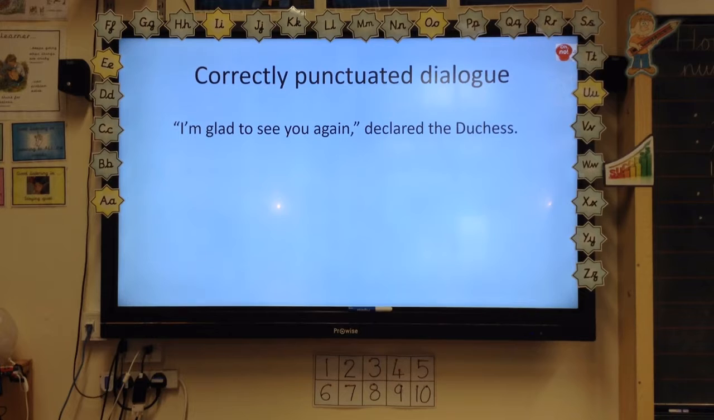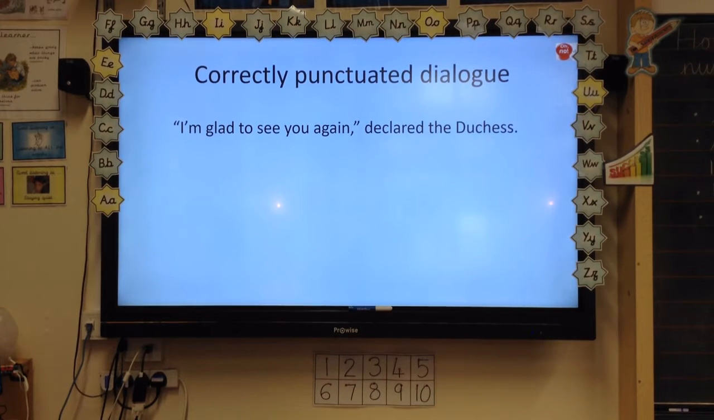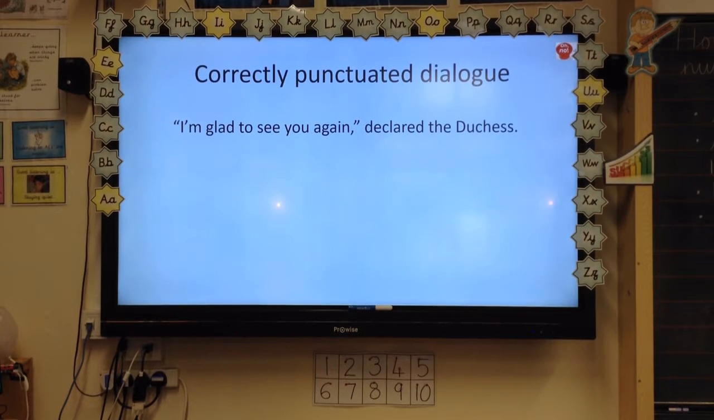Look at how I've written the correctly punctuated dialogue. I've started by writing the words the Duchess said. She said, "I'm glad to see you again." To show the reader that these are words that are spoken, we have to use two pairs of inverted commas. One at the start, when she starts speaking, and one when she finishes. Have a look now.